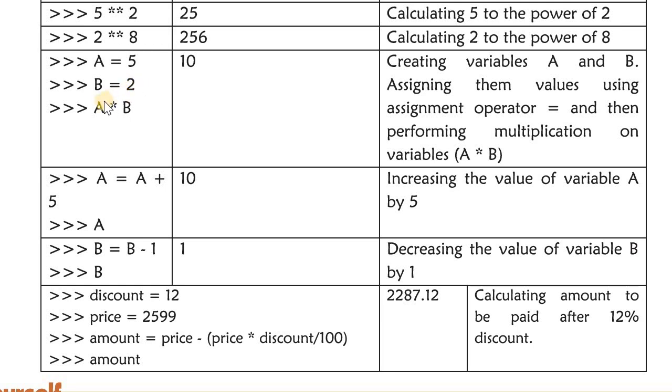And then in the third line we have performed multiplication of these two variables, A into B. And what's the result? 5 into 2, 10.